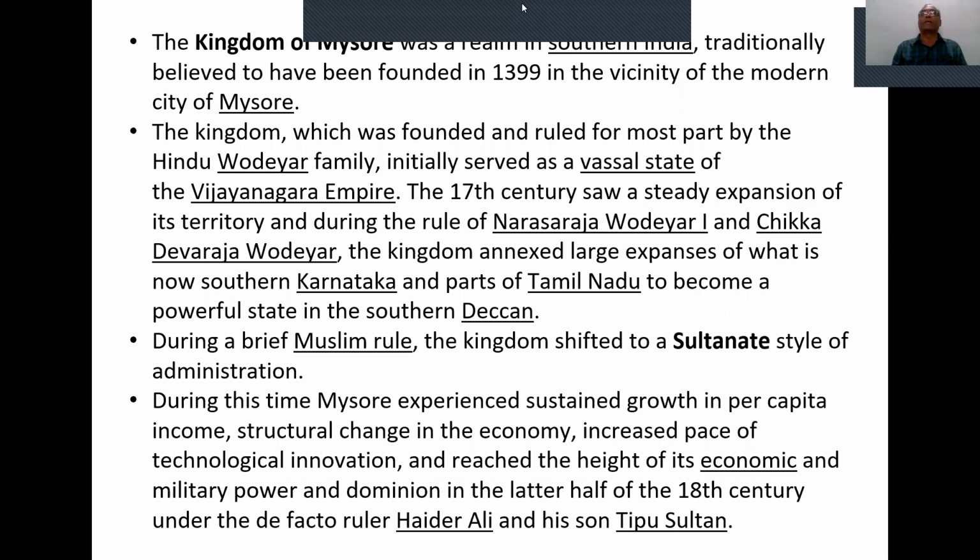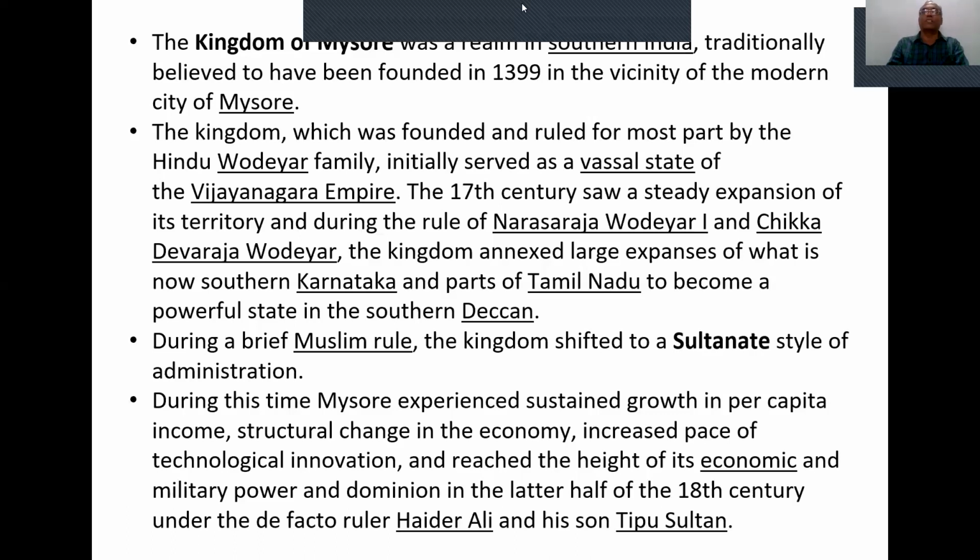The Kingdom of Mysore was a realm in southern India, traditionally believed to have been founded in 1399 in the vicinity of the modern city of Mysore. So this is the root. The kingdom was founded in and around the city of Mysore, and ruled for most of its history by the Hindu Wadiyar family, which served as a vassal state of the Vijayanagara Empire. So we are taking the antecedents. It was founded in the year 1399 in and around Mysore, and the Wadiyar family was the first family, and it served as a vassal state of the Vijayanagara Empire. So this is the antecedent.